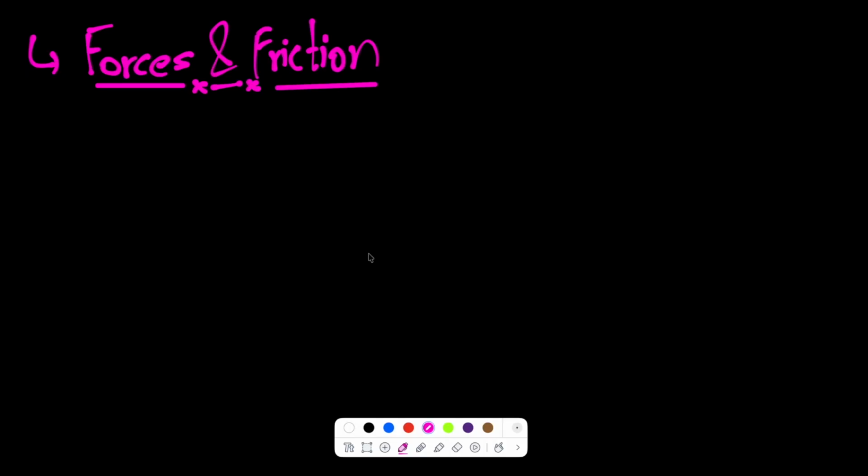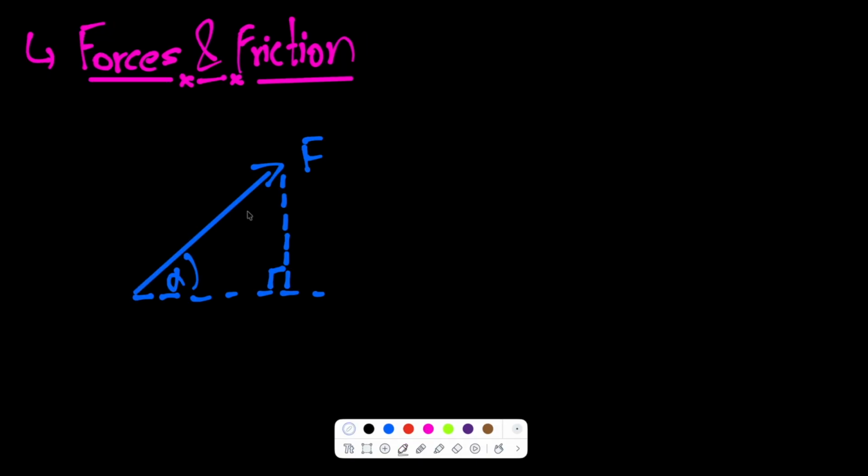In this video, we will look at forces, how to resolve forces, and the basics of the force friction. Consider this force with magnitude F acting at an angle of alpha to the horizontal. So using basic trigonometry, we can resolve this force at an angle into a horizontal and vertical component. Let me label the horizontal component as H and the vertical component as V.